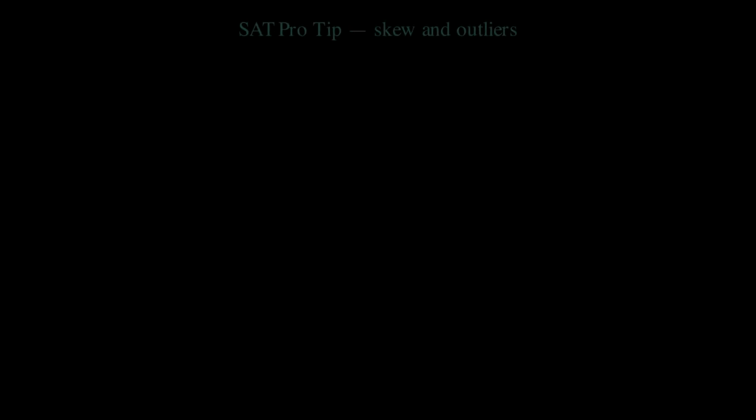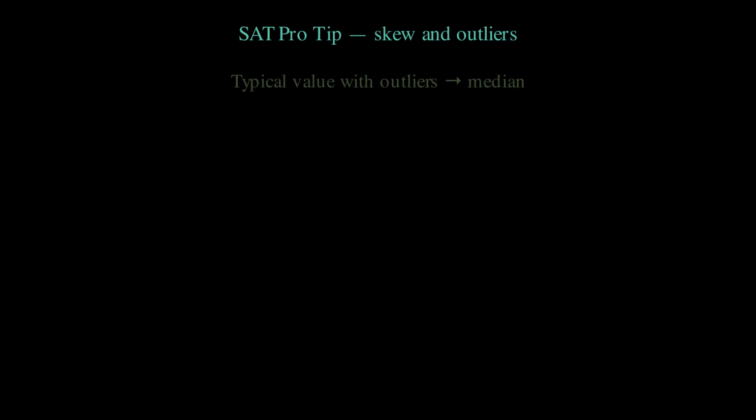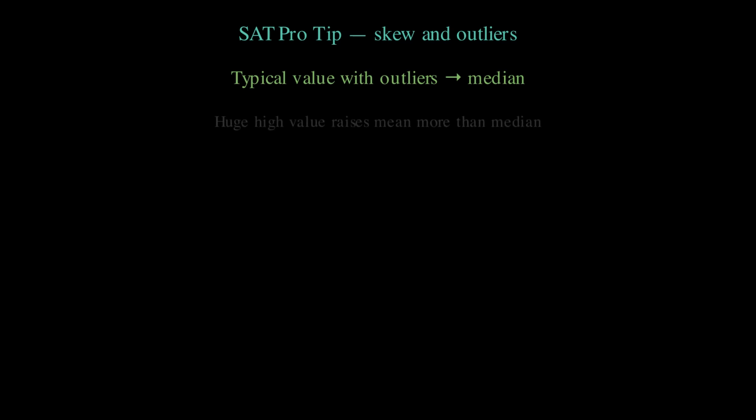Pro tip, when a data set is skewed or has extreme values, prefer the median as a typical center. The mean is sensitive, the median is robust. If the question asks for a better summary of typical salary, say median. If you must predict how an added point changes measures, think direction and magnitude. A huge high score raises the mean sharply, while the median might barely move, especially when the sample size is large.